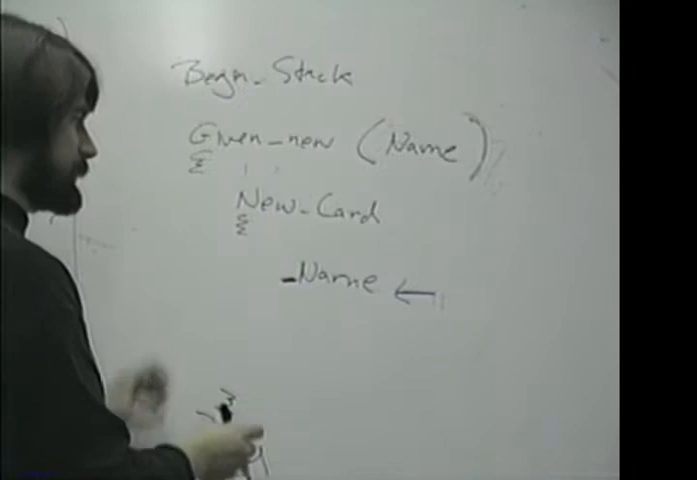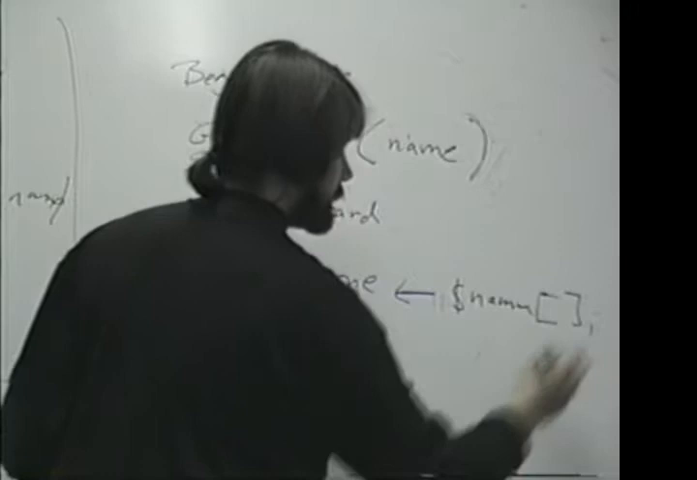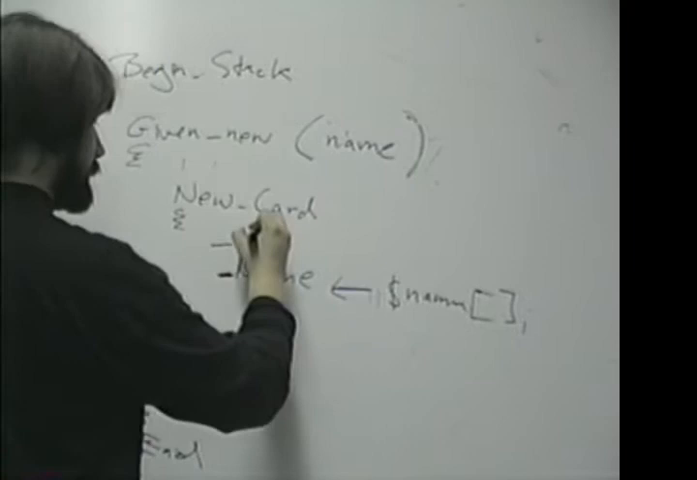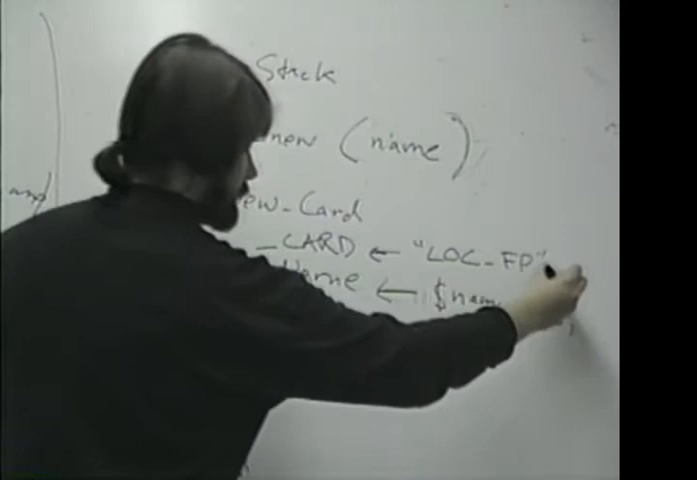Name is equal to dollar sign name. You know, make this lowercase to make it clear. Dollar sign name, semicolon. Actually, I have to put card first, right? So underscore card is equal to location. First page of the location. Semicolon. The card number.